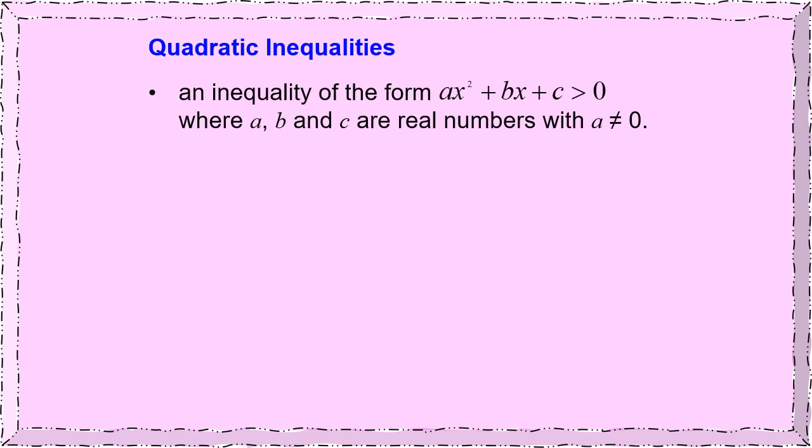Quadratic inequality. Another inequality we have is quadratic inequality. For quadratic inequality, it's a bit tricky because we have to solve the quadratic, right? An inequality of the form ax squared plus bx plus c more than 0, where a, b, and c are real numbers, and a must not equal 0. If we solve the quadratic, usually we will have two answers, right?